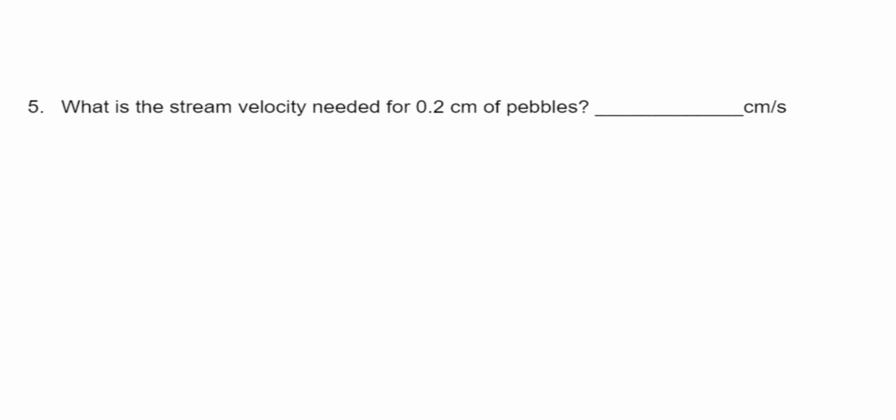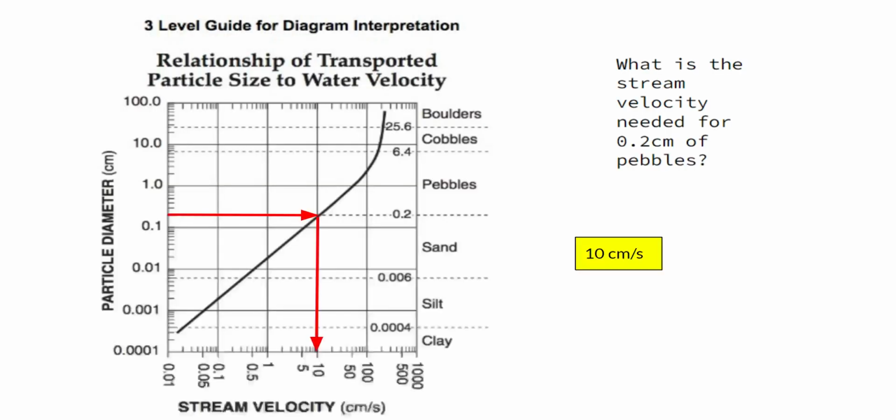Go ahead and pause this video, try this, and then unpause to check your answer. So the correct answer is 10 centimeters per second. I'm given the particle diameter of 0.2 centimeters of pebbles. Here's 0.2 centimeters, and I know these are pebbles because it matches up with pebbles right here. And if I go sideways, I stop at the black line, I go down, I see that the stream velocity that the river needs to carry that particle would be 10 centimeters per second.